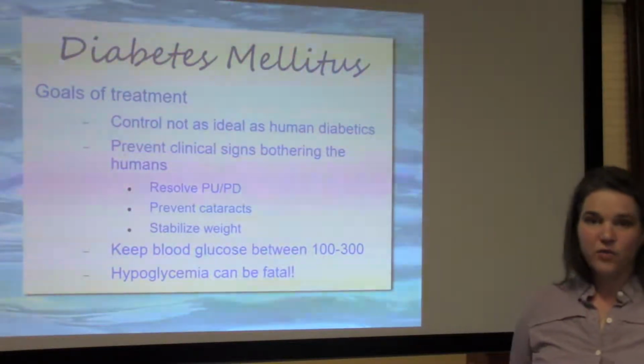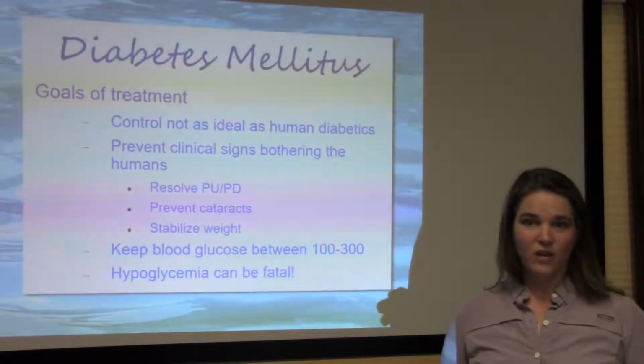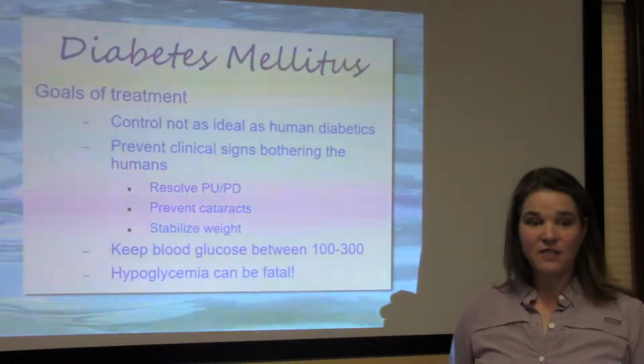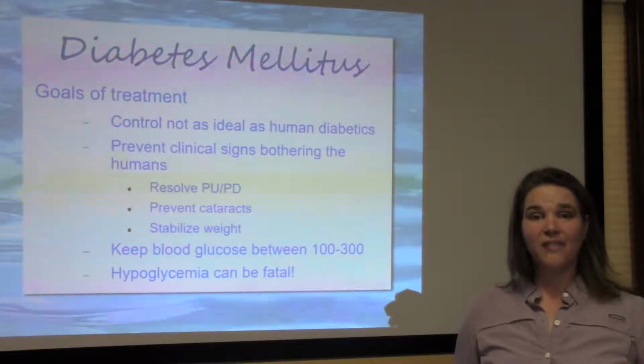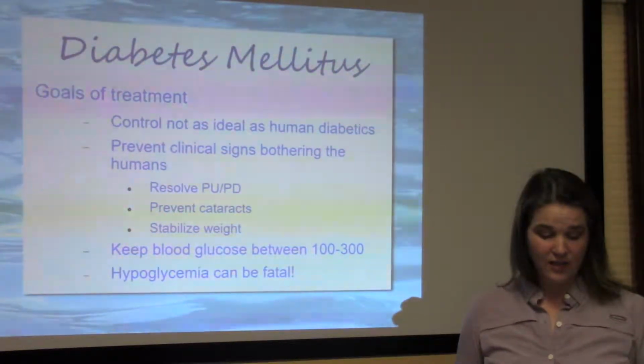The goal of treatment in animals is not to maintain normal blood sugar levels like it is in people. In people, they can give themselves insulin injections with every meal, or they have a pump. They can monitor themselves much more closely.